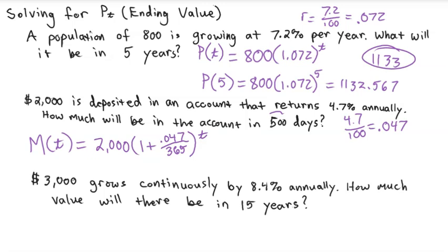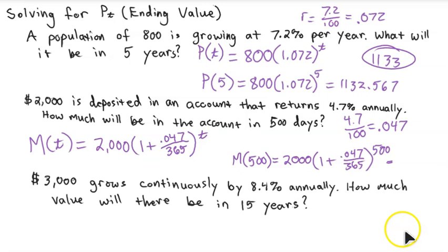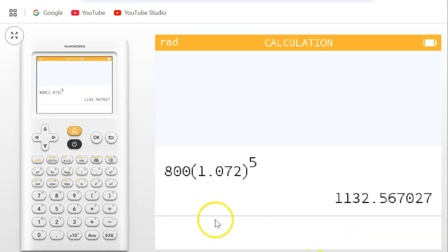So now if I want to know 500 days, I want to know M of 500, okay? And so M of 500 is going to be 2,000 times 1 plus 0.047 divided by 365 to the power of 500. Let me clean up that 500. There we go. All right, so this is money, so we're actually going to go to 2 decimal places for pennies, but let's go ahead and key this into the calculator, okay?